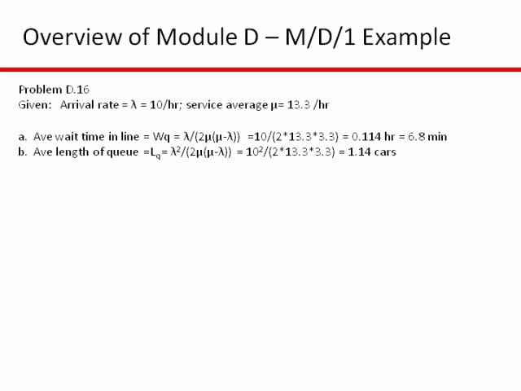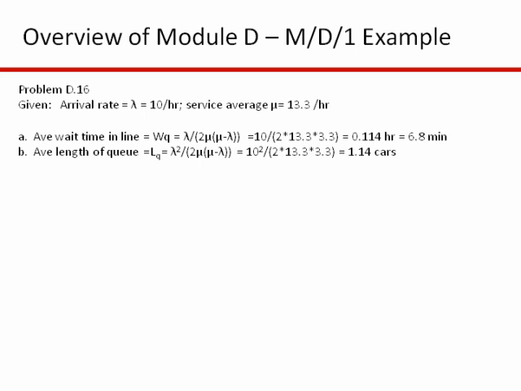So again, problem D16 is an example of this one. Again, you're given an arrival rate of 10 per hour and a service rate of 13.3 per hour. And the question asks, what is the average waiting time in the line? That's W sub Q. And what's the average length of the queue, which is L sub Q.